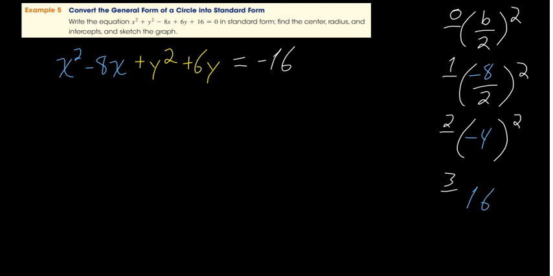So what I'm going to do is add 16 to both sides. Now this equation is going to turn into x squared minus 8x plus 16 over here on the left side. And let's go ahead and write this over on the right side for right now. And let's leave a blank.